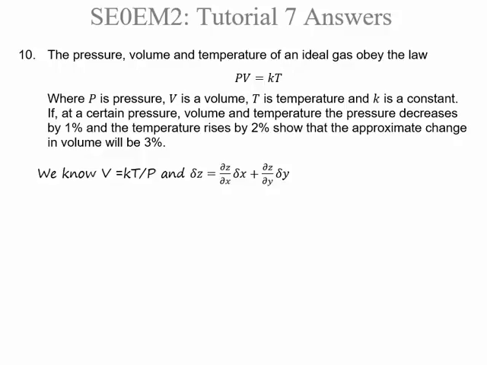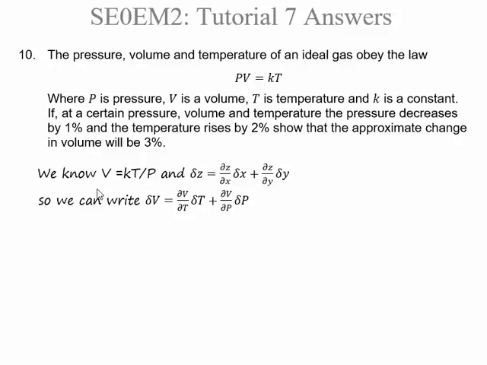We know that delta Z equals dz dx delta x plus dz dy delta y. So in place of Z we're going to use V, in place of X we're going to use T, in place of Y we're going to use P. So that means that we can now write delta V is equal to dV dT times delta T plus dV dP times delta P. Okay, so now we need to find dV dT and dV dP.